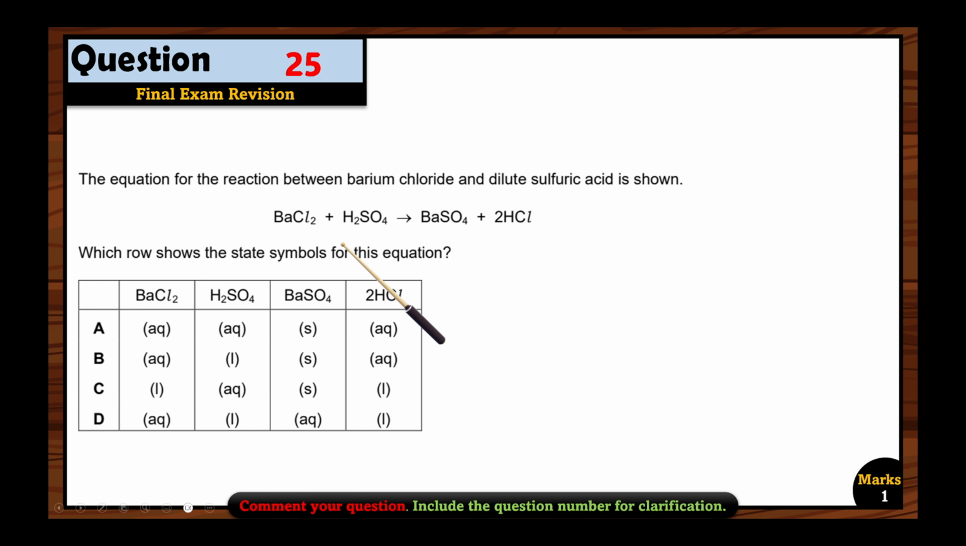Now, I already told you that whenever you will see water, no water is here, okay? Whenever you will see the acid, there will always be AQ. So H2SO4 should be AQ. Can you find AQ here? Yes, A and C can be right.